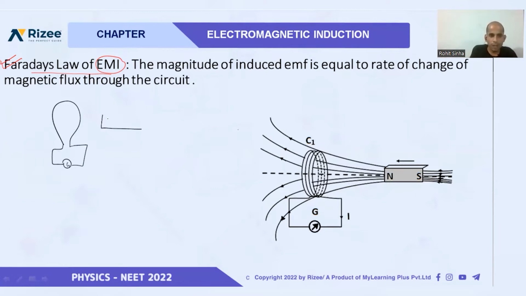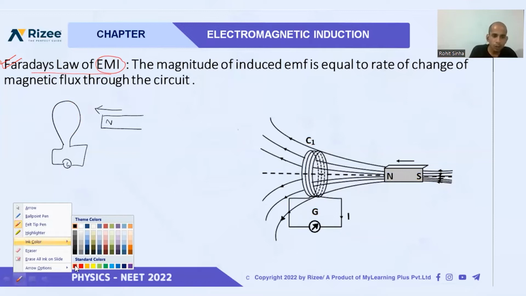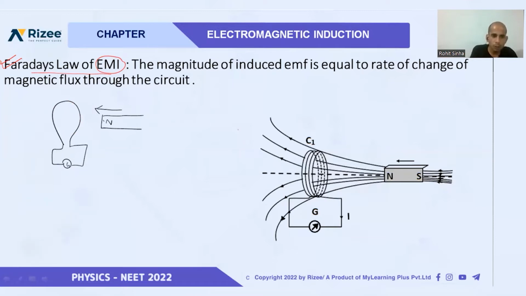Suppose we are moving a magnet, maybe north pole or south pole, towards the coil. What will happen? We know that magnetic field comes out from a north pole. If we are moving the magnet like this in this direction, the flux will change, because initially you see here how many magnetic field lines are inside the coil. Only two field lines.